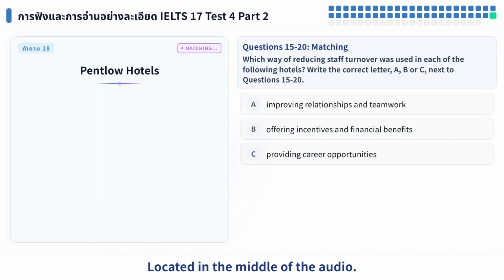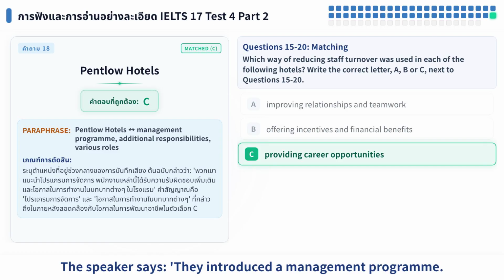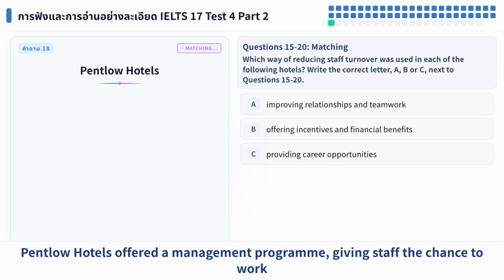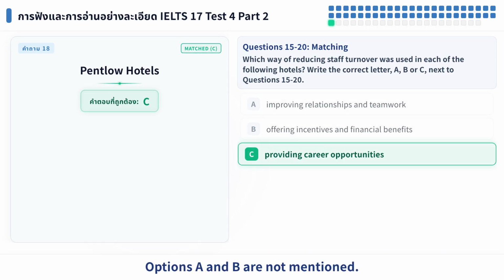Located in the middle of the audio, the speaker says, they introduced a management program. These staff were given additional responsibilities and the chance to work in various roles in the hotel. The signpost is management program, and chance to work in various roles matches option C about career development. Options A and B are not mentioned.